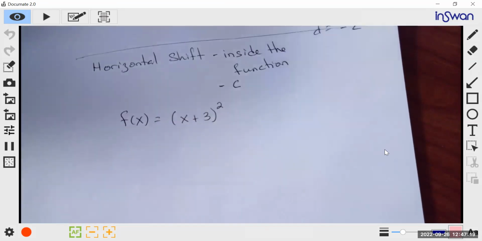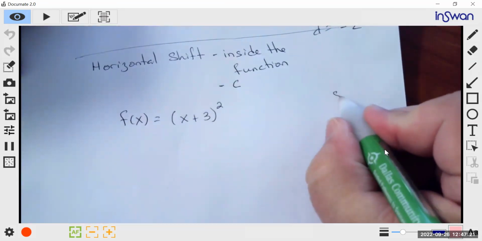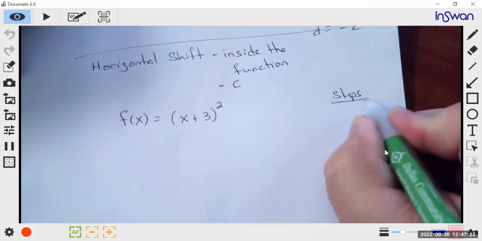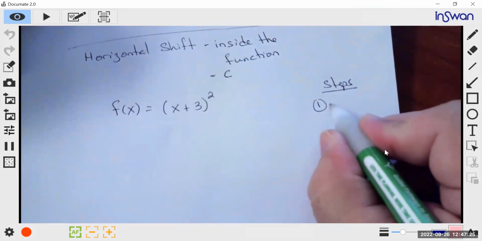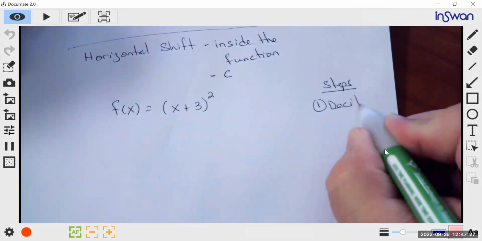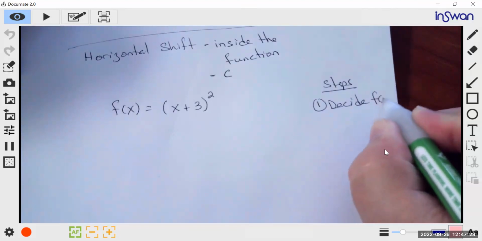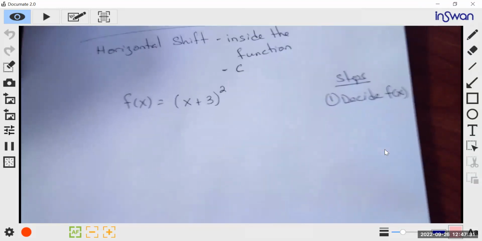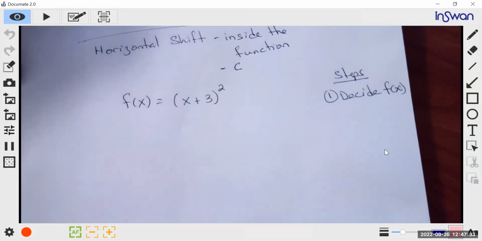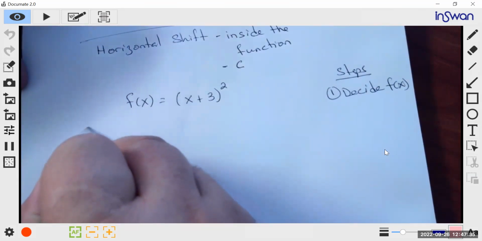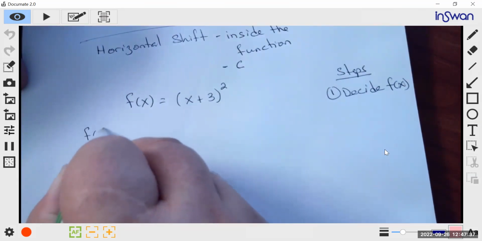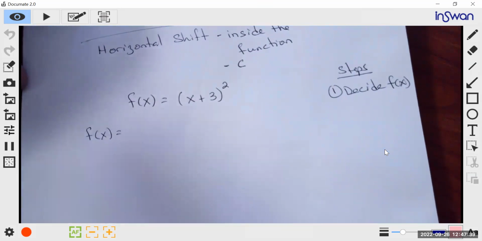For example, x plus 3 squared. Whenever you do transformations, the first thing you have to do, decide what the function is. What is the function from the library of functions? So what is the function of our example here?